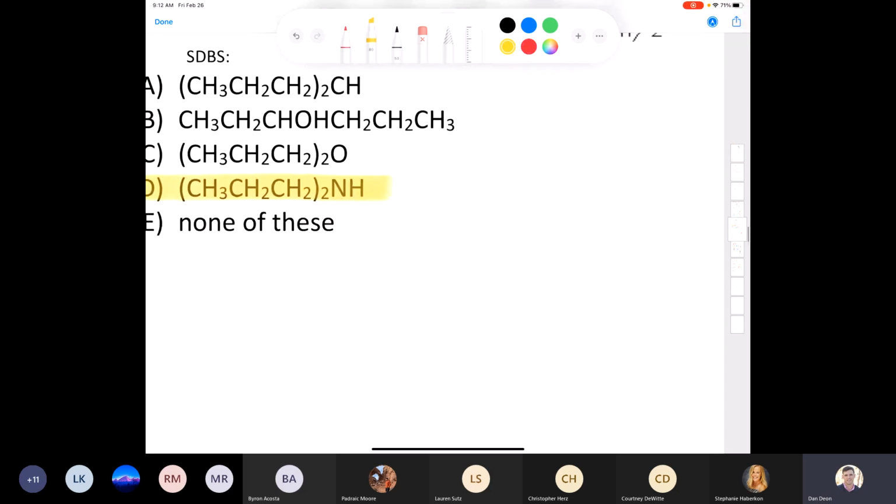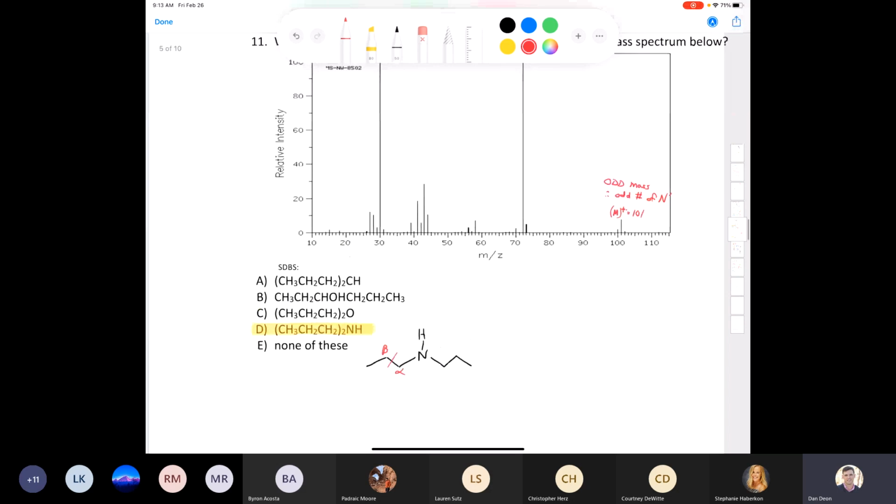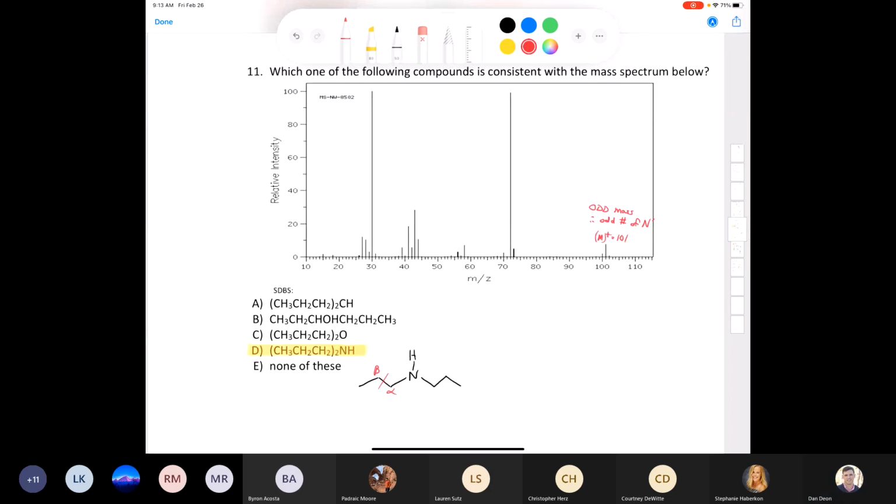Now you could draw that compound out. Look, it's educational, you guys. Look, you draw the compound out. Beautiful secondary amine. It's called dipropyl amine. Okay, there it is. Here's your alpha carbon. Here's your beta carbon. See what happens if you have alpha cleavage. You'd have a loss of 29. So if you take 101 and you subtract 29 from it, what do you get? 101 subtract 29. You get 72.